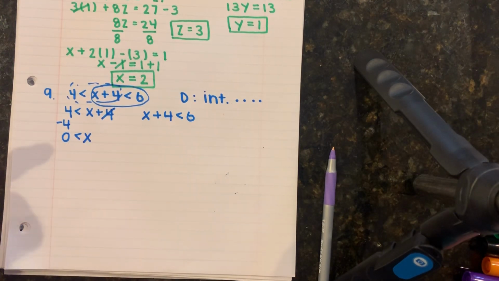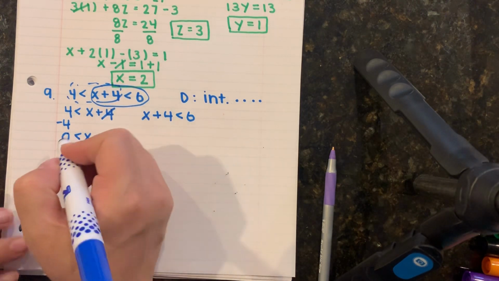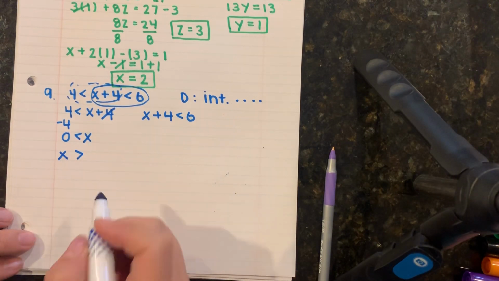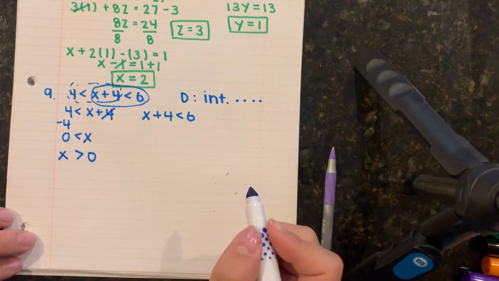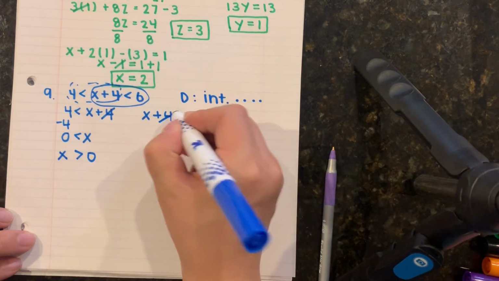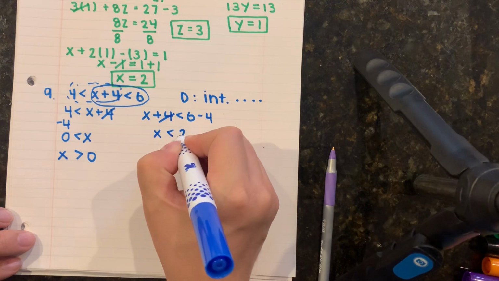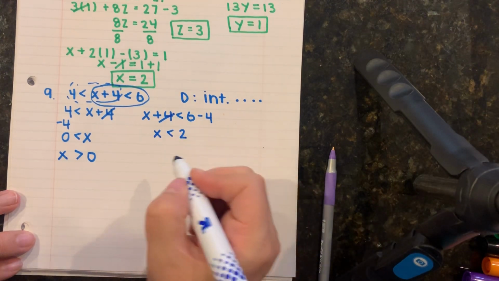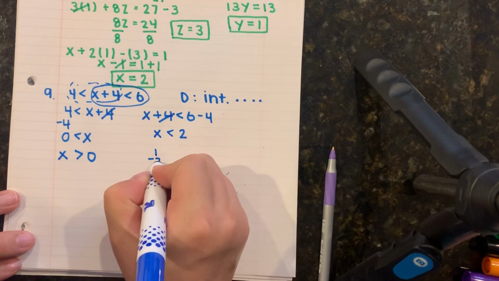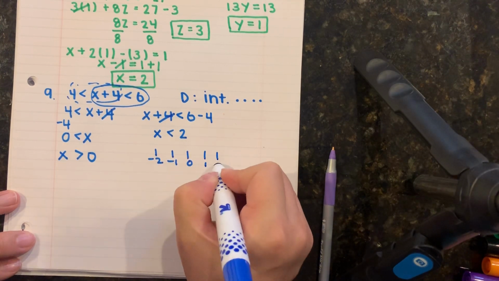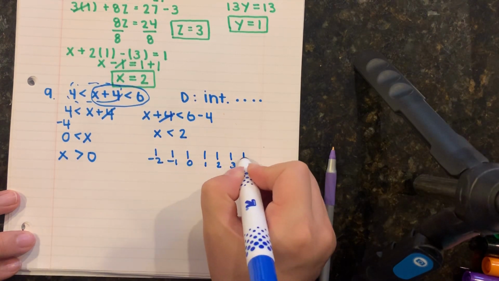And what I want to do is I want to flip this so that the x is on the left side. This just flips everything so that the alligator's mouth is still going to open up to the x and the 0 will be over here. Now I'm going to move the 4 to the other side by subtracting it. So I have x is less than 2. So I'm going to draw my number line, -2, -1 and 0, 1, 2, 3, and 4.